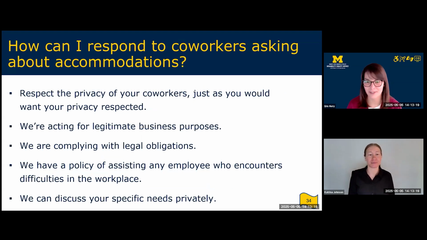And the most frequently asked question we get is, how can we respond to coworkers asking about accommodations? Coworkers do not have a need to know about someone else's accommodation. Information should not be shared, but you can use any of the statements listed here. Respect the privacy of your coworkers, just as you would want your privacy respected. We're acting for legitimate business purpose. We're complying with legal obligations. We're here to assist any employee who encounters difficulty in the workplace. Let's discuss your needs privately.